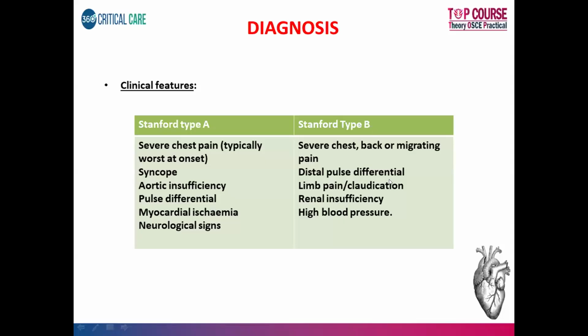So in Stanford B, it is basically the descending aorta. So the most important organs involved are one is kidney and the other one is the limbs. So usually patient complains of severe chest, back or any migrating pain. There is distal pulse differential. There could be limb pain or claudication and renal insufficiency. And in certain cases, there is high blood pressure.